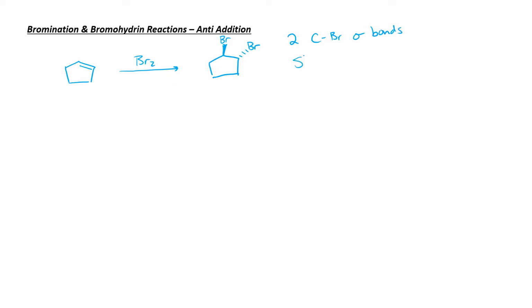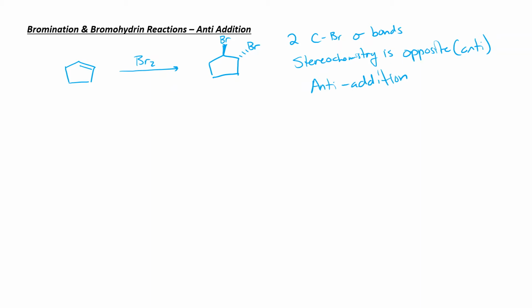But of course, we're going to add 2 carbon-bromine sigma bonds. And we're going to notice that the stereochemistry is opposite, or anti. So we call this an anti-addition. That doesn't mean that we're against addition reactions, although if you've watched all these videos right in a row, you might be starting to feel anti-addition.